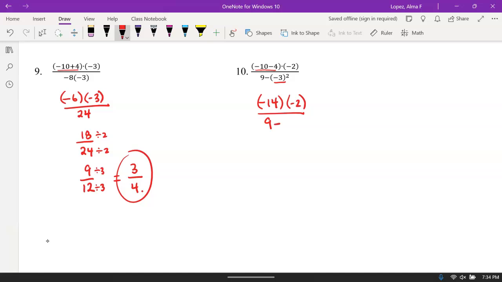Now the negative is included because it is under parentheses, so that's going to be negative 3 times negative 3, which is 9. On the top, we're going to get negative 14 times negative 2, which is 28, and 9 minus 9 is 0. Remember, when the 0 is underneath, it's undefined.